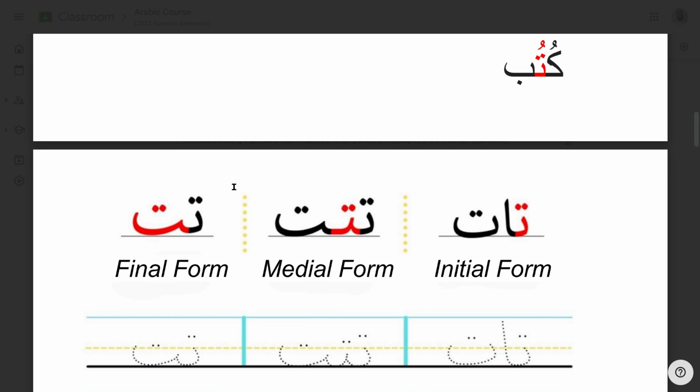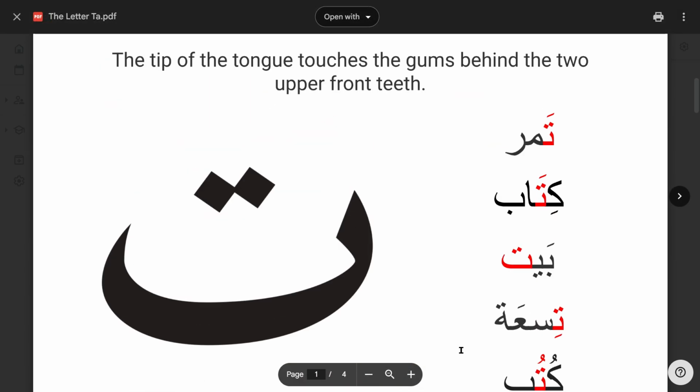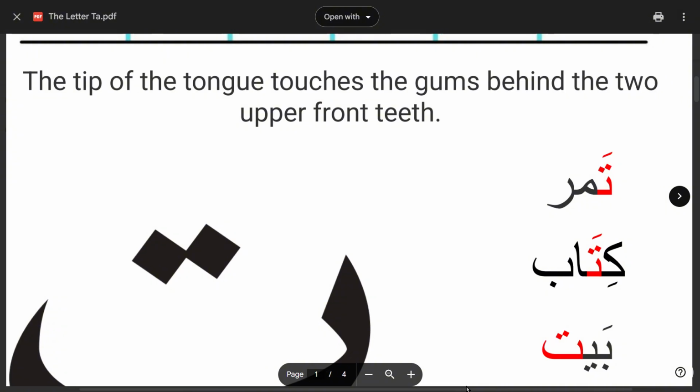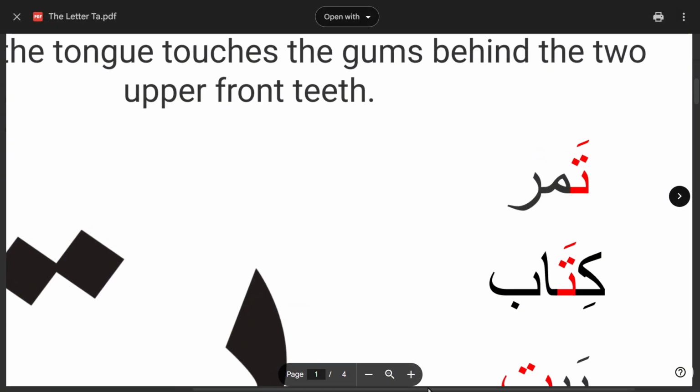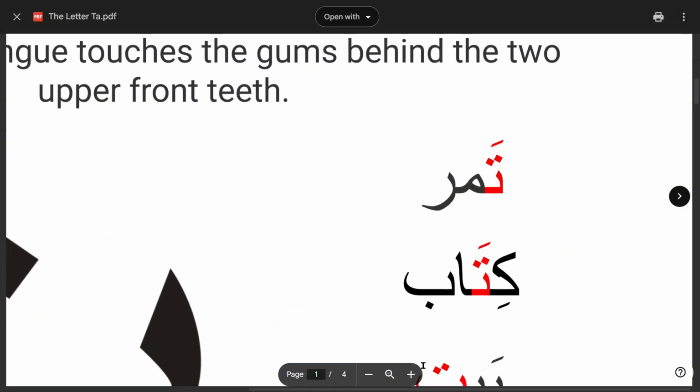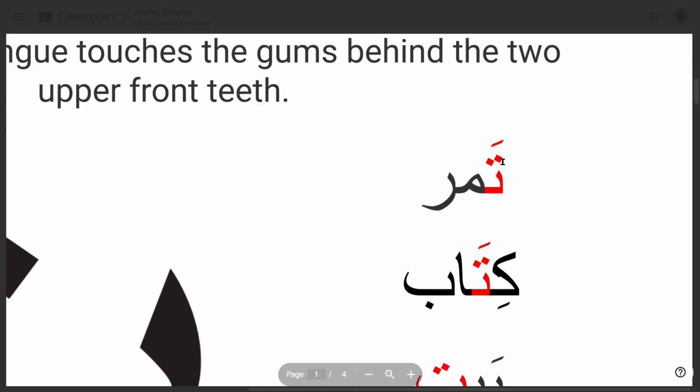So we have to learn to recognize them in their different forms. Here are some examples that one may recognize. The word tamar means date, as in the food you eat, like when you're breaking fast. So we have ta in its initial form right here. You may recognize that fatha. That's why I say tamur, date.